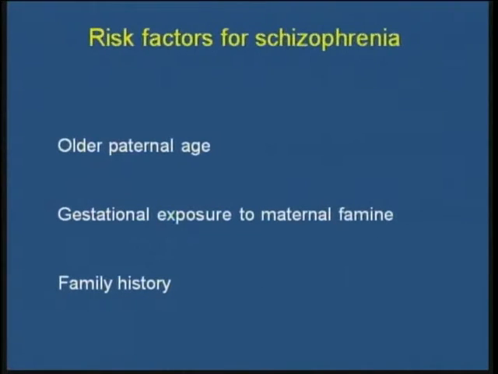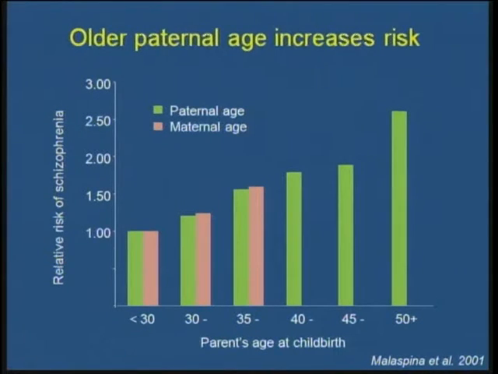A number of the risk factors for schizophrenia include older paternal age and gestational exposure to maternal famine, and finally family history. This is data from a birth cohort in Jerusalem, and over a course of 12 years, the births of 90,000 babies were monitored in Jerusalem, and parental age and demographic information was taken at the time, and these children were then followed through the course of their life with respect to diseases.